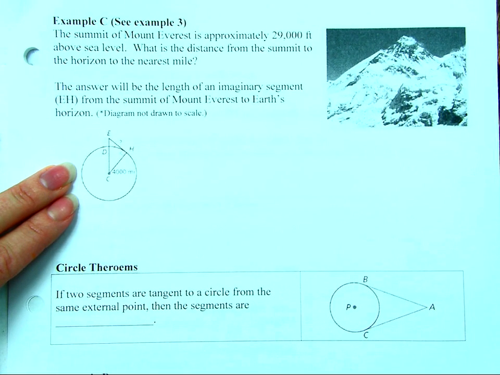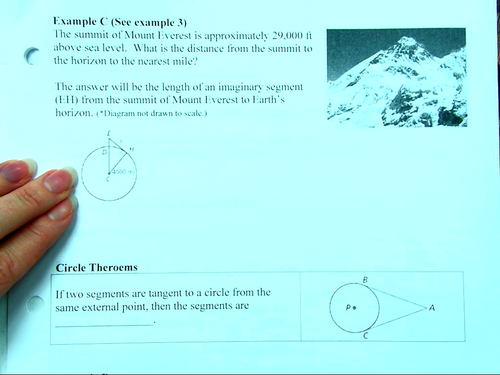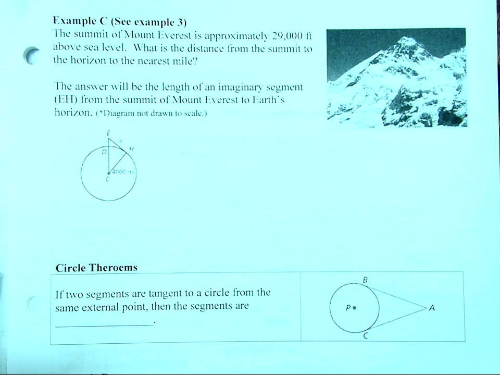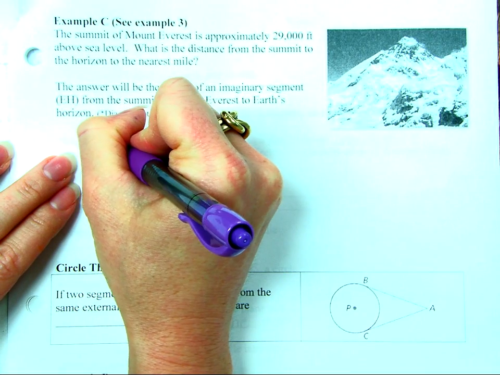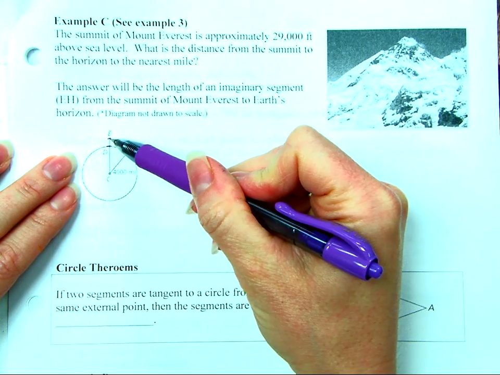I took this example from the textbook. You can see it's example 3. Now, it says the summit of Mount Everest is approximately 29,000 feet. What is the summit? The summit is the very tip, right? Here. Well, from Earth, this would tell me that in here, this would be 29,000 feet.